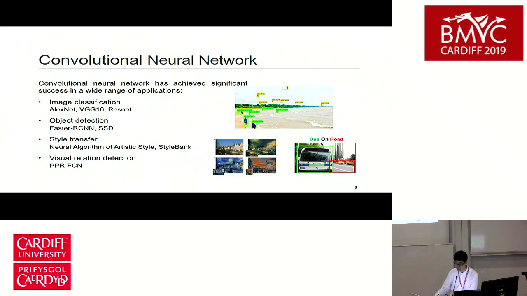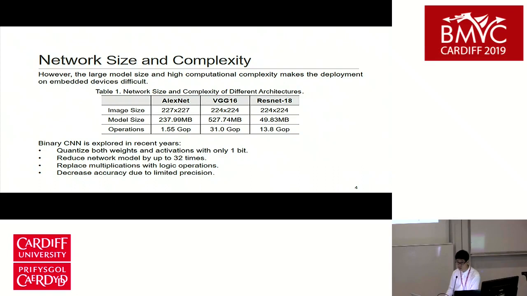As we all know, convolutional neural networks have achieved significant success in many computer vision applications, such as image classification, object detection, style transfer, and visual relation detection. However, the large network size and the high computational complexity of CNNs make deployment on mobile or edge computing devices quite difficult. As we can see in this table, the complexity of large CNNs is up to giga operations for one image, and the model size is up to hundreds of megabytes. That's why binary CNNs have attracted research interest in recent years.